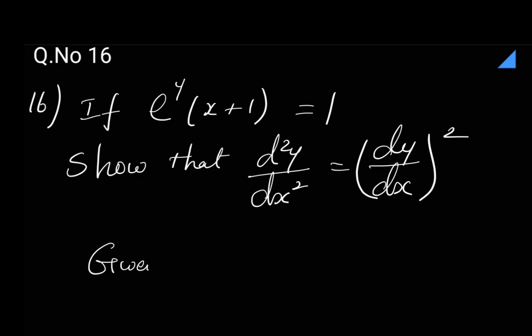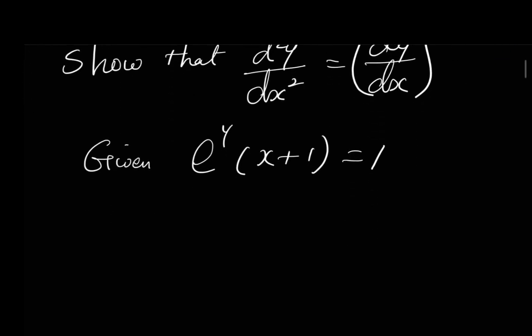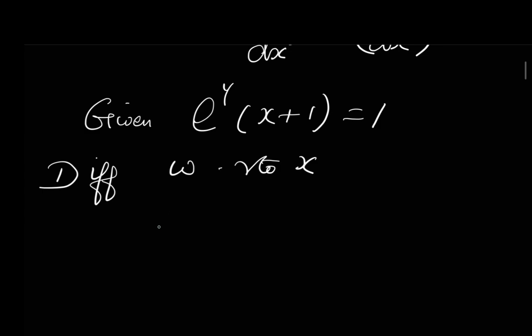So, the given statement is e power y into x plus 1 is equal to 1. We need to show that the second derivative, d squared y by dx squared, is the square of the first derivative, dy by dx, the whole square. So, differentiate with respect to x. You can apply the UV method, because it is an implicit function and we cannot separate y alone.